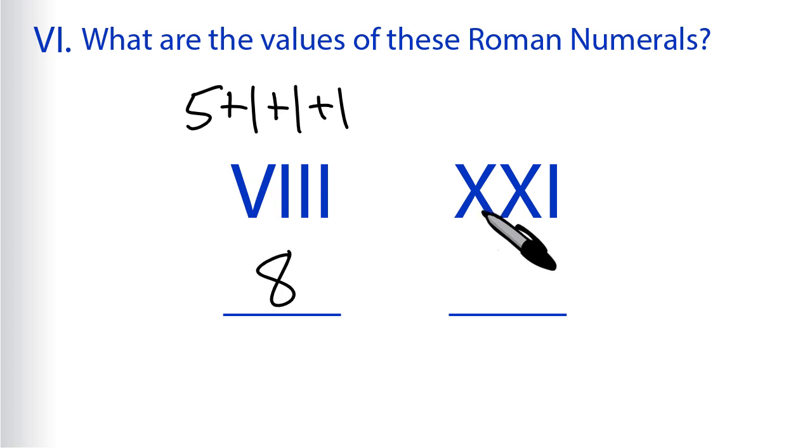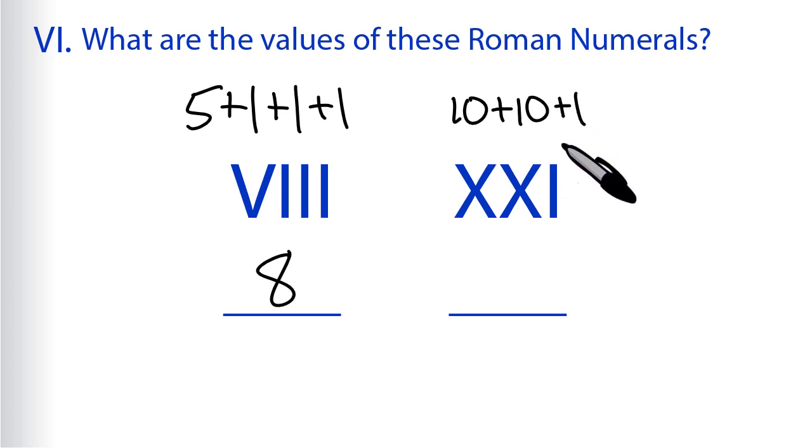Remember, an X stands for 10, and it's repeated twice, so we add 10 plus 10. And then it's followed by an I, and I is less than X, because 1 is less than 10. And so we add it to the total. So we have 10 plus 10 plus 1, which is 21. So VIII is 8, and XXI is 21.